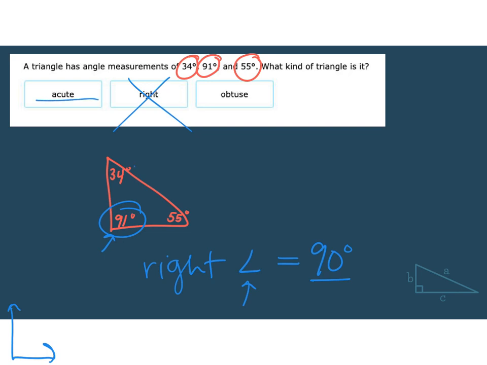Are all three of the angle measures smaller than 90? The answer should be no, because 91 is bigger than 90. So it's not acute either. So we have another obtuse triangle.